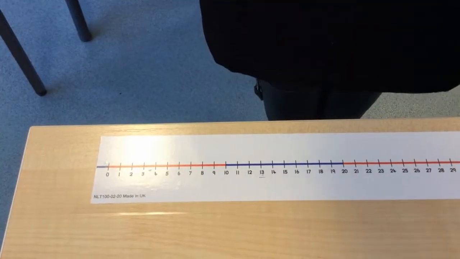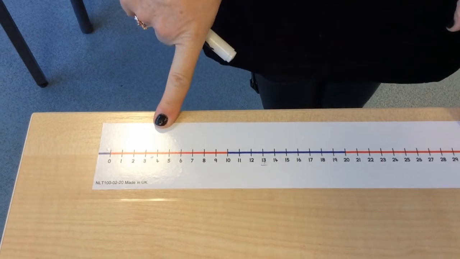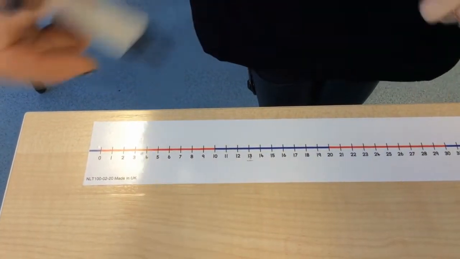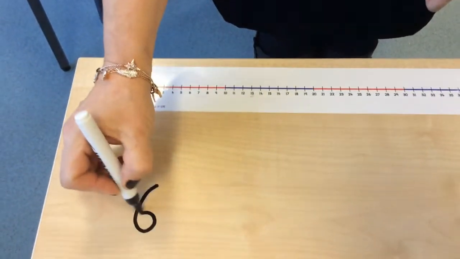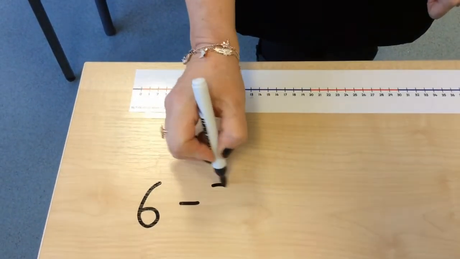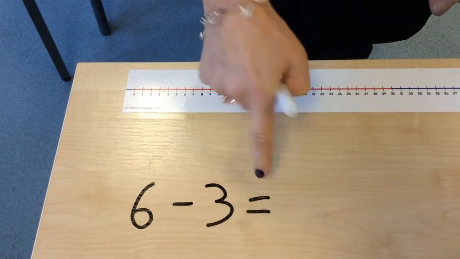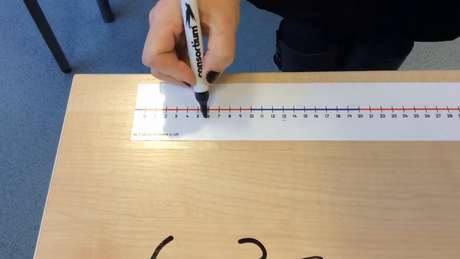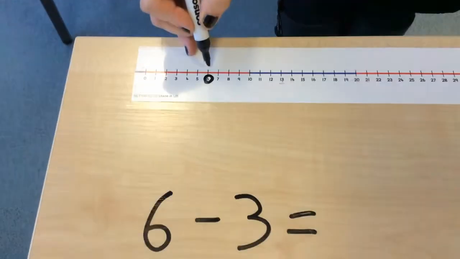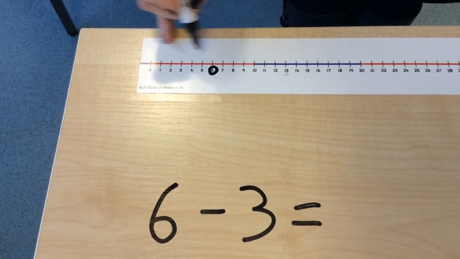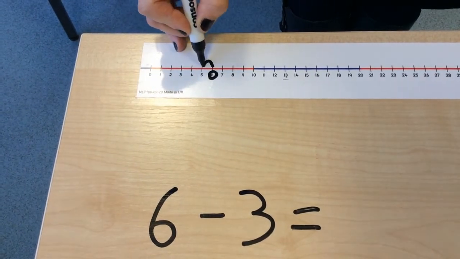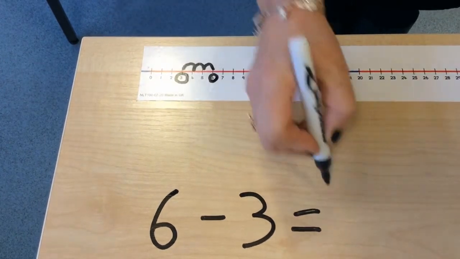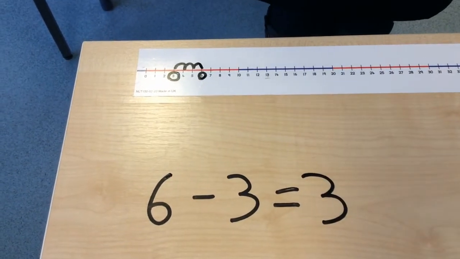Okay guys, for our next activity we're going to move on to the number line, which involves jumping back down the number line. So I'm going to start with 6. Take away 3 is the same as, so let's find out. So I'm going to start on 6 and I have to take away 3. So I'm going to move down the number line. 1, 2, 3. I've landed on 3. So my answer is 3.